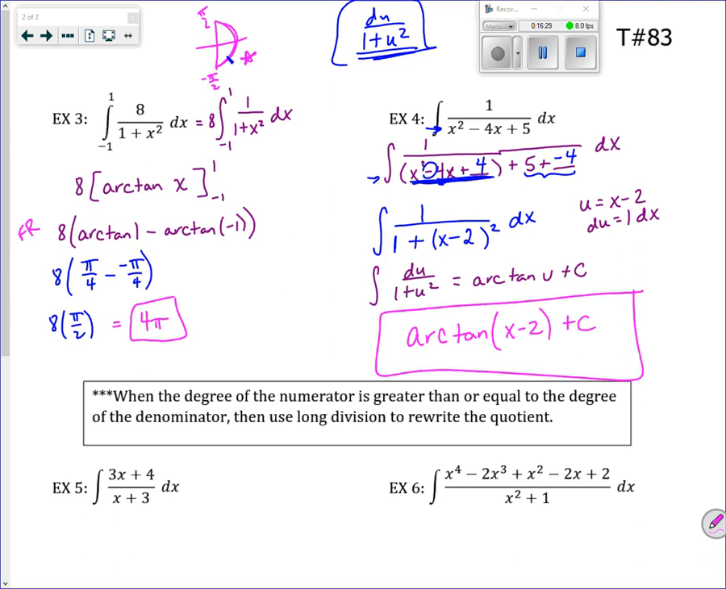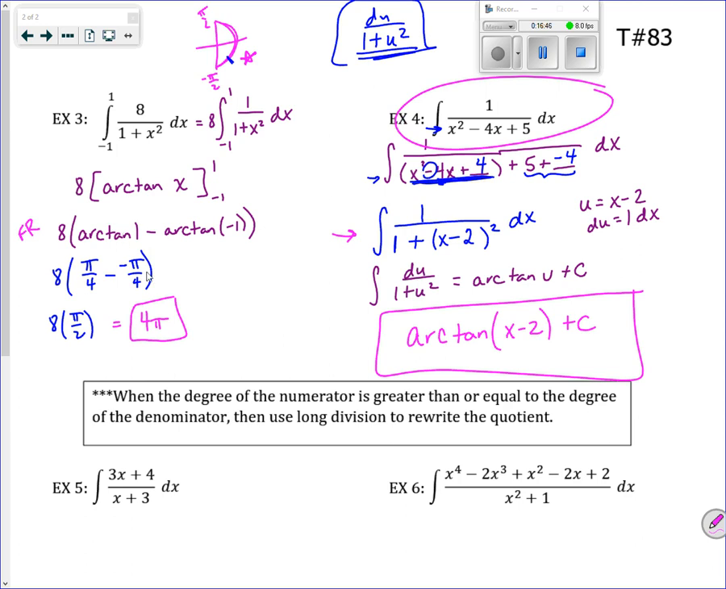So once you get it to this point, it's simple, but it's realizing when you have this, oh, this is that weird one where I have to complete the square. It doesn't look like an arc trig, but it really is. Okay?